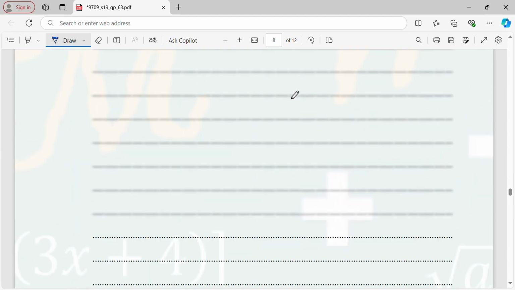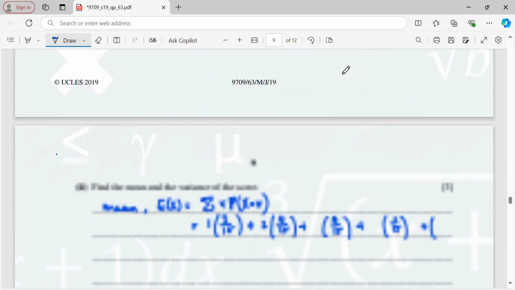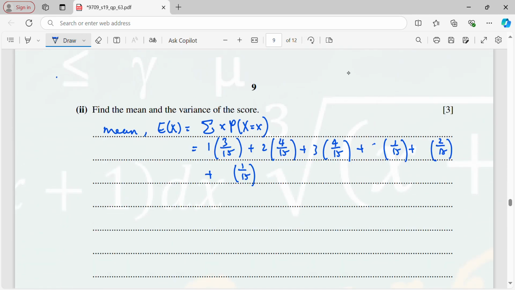Okay, then write down all the x. The x will be 1, 2, 3, 4, 6, 9. So 1, 2, 3, 4, 6, 9. Okay, then from here, you will be getting 48 over 15. That is 16 over 5. That is your mean.